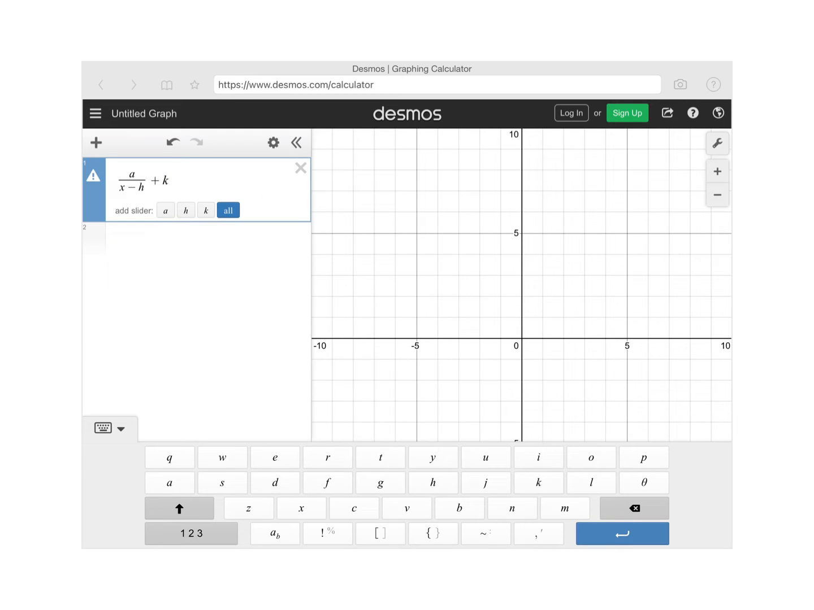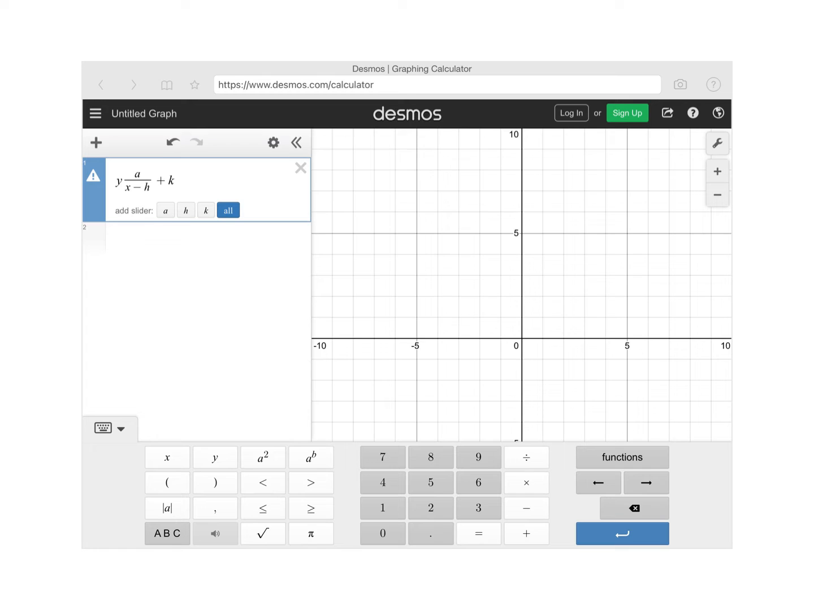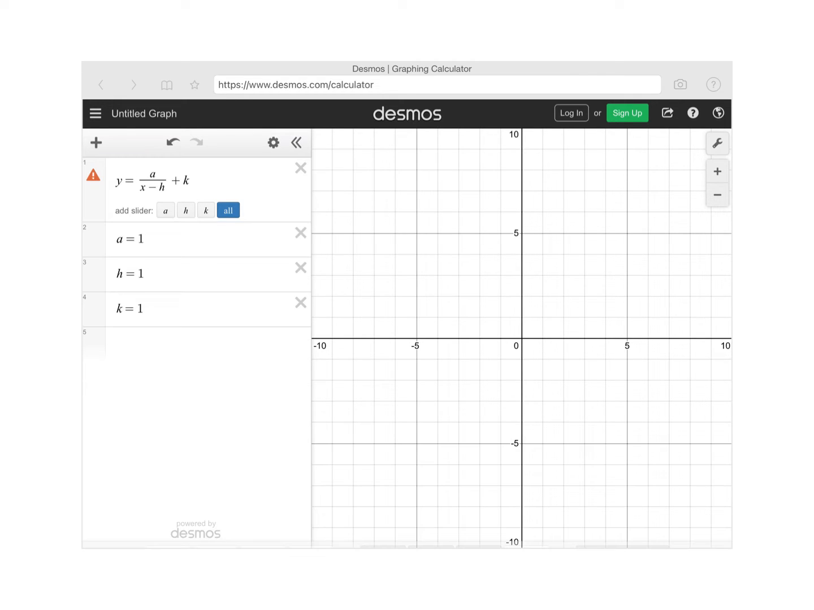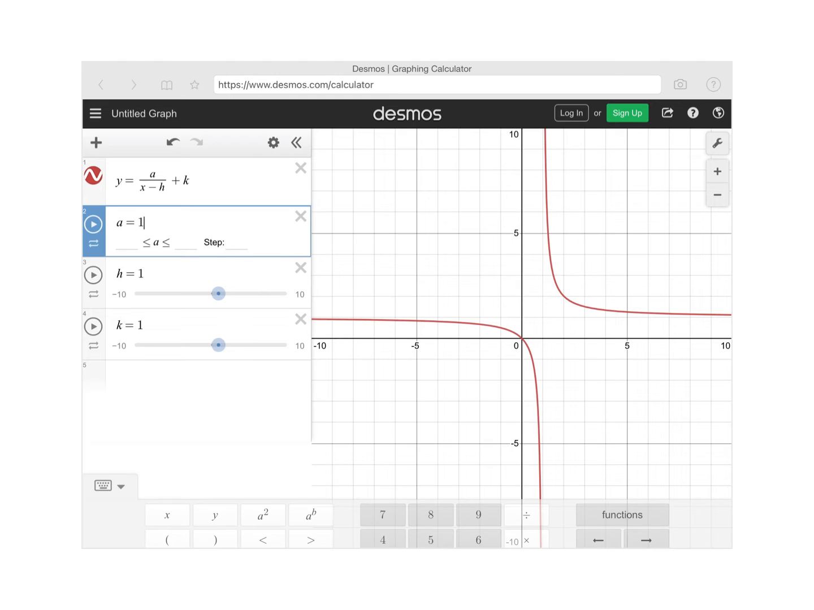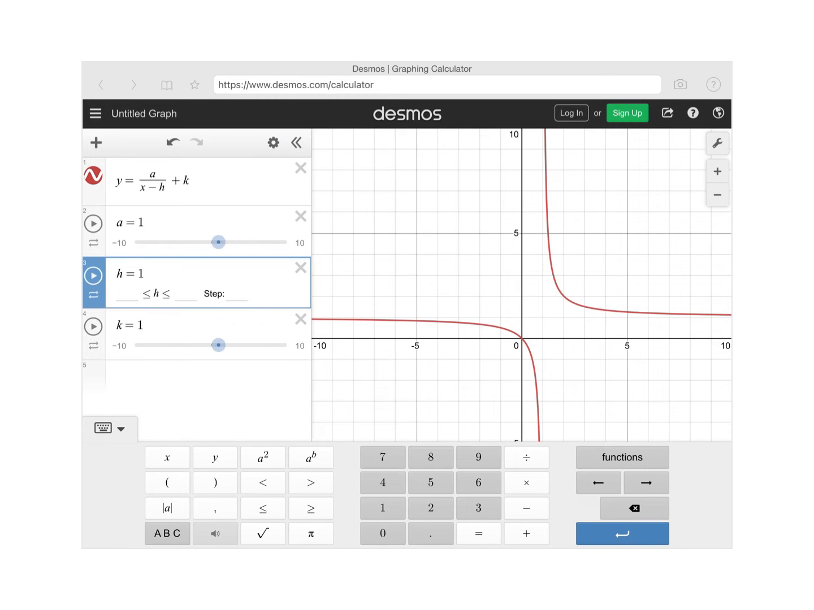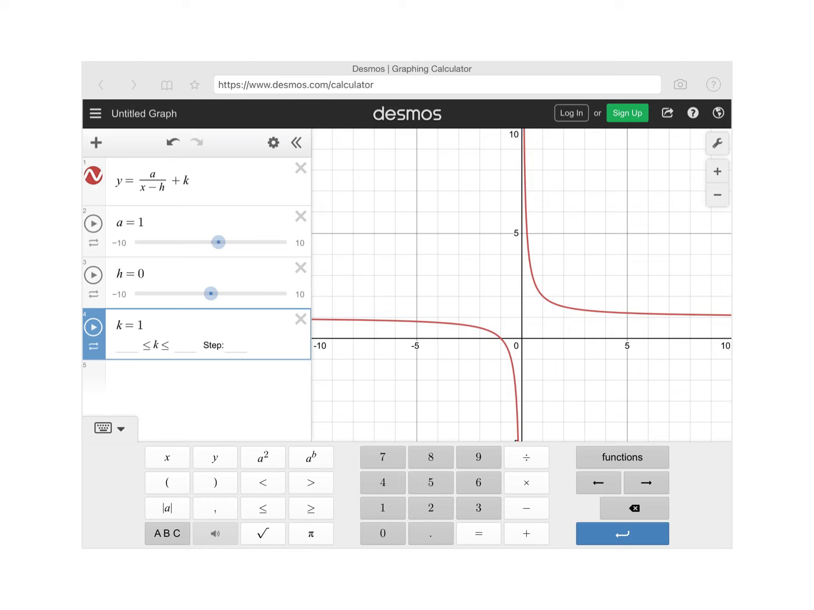Oh, hold on. Yes, the h moves the graph left and right. It needs a y equals here, I think. Oh, there we go. I was like, why isn't this working?